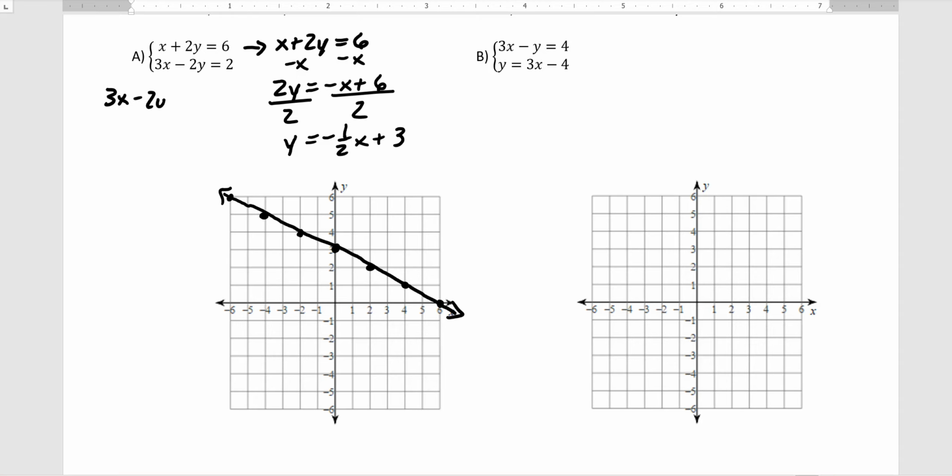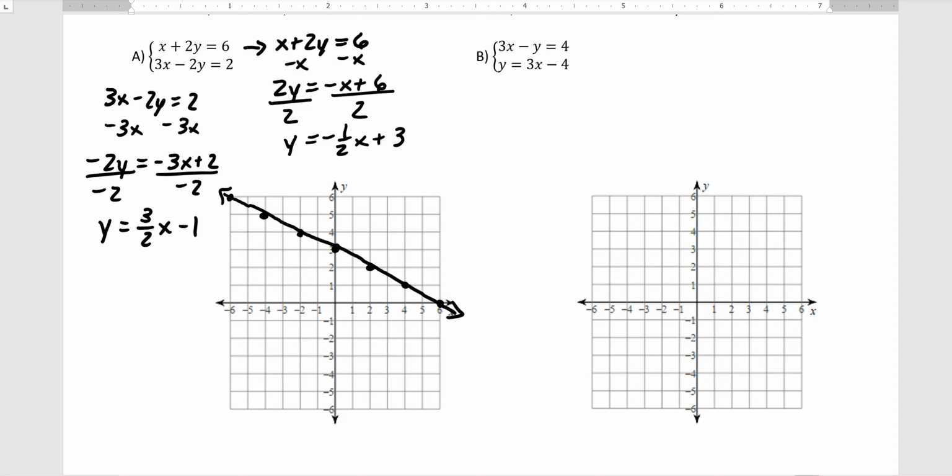3x minus 2y equals 2. So I'm going to subtract 3x from both sides. We're going to get y all by itself here. So -3x plus 2, divide by -2, divide by -2. Remember, a negative divided by a negative gives me positive, so this will be positive 3/2 x minus 1. So I'm at -1 for my y-intercept, and then I'll go up 3, right 2, up 3, right 2, down 3, left 2. That's going to be all we can fit. Connect my dots.